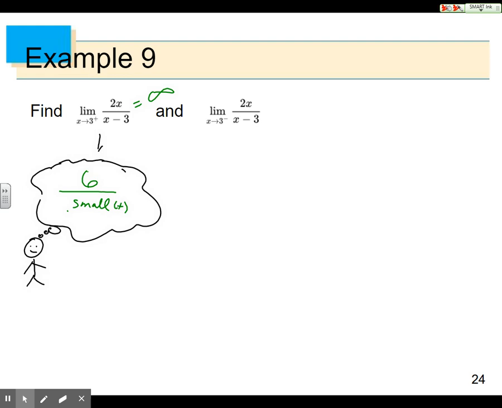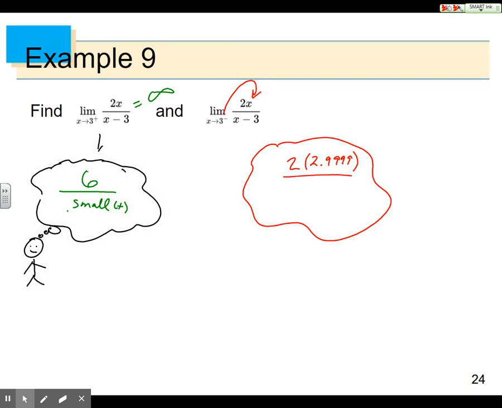So let's think about what happens in my thought bubble over here on this side. If I take the limit as x approaches 3 from the left, if I plug in 3 from the left for that x, that's going to be 2 times 2.99999. Now that might look like it's hard to do, but again, I'm going to be really close to 6 if I multiply that out. And then 3 from the left on the bottom would this time give me a negative number.